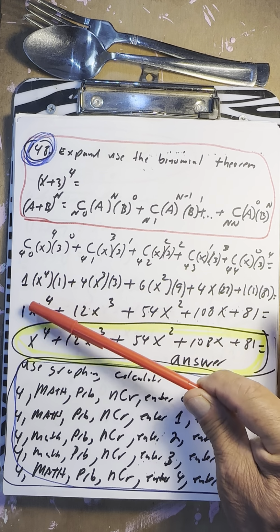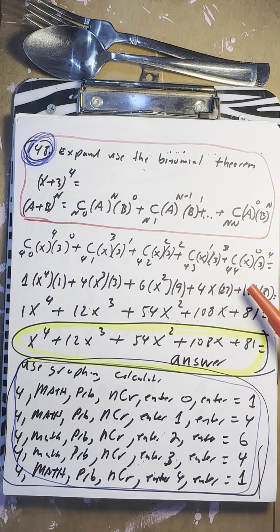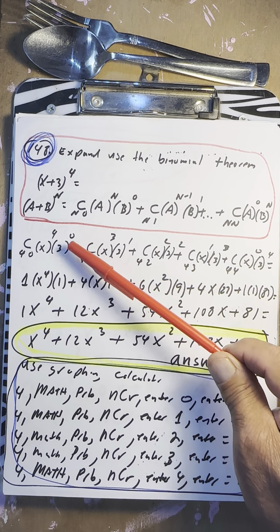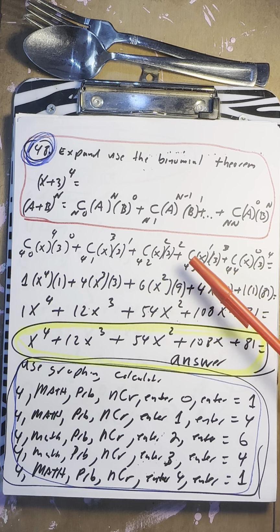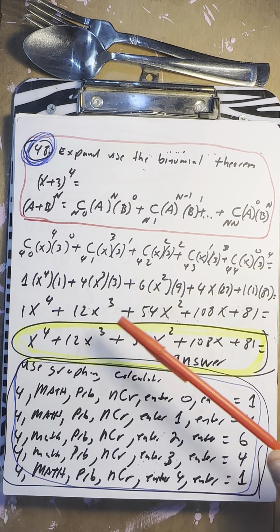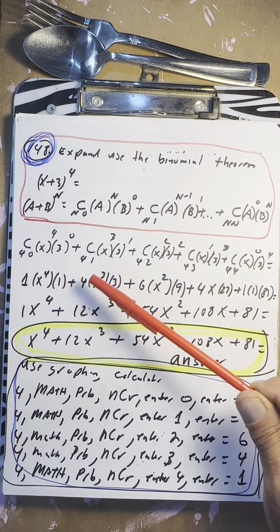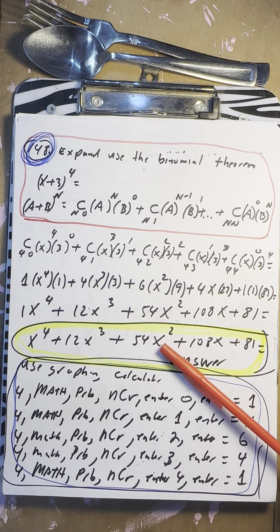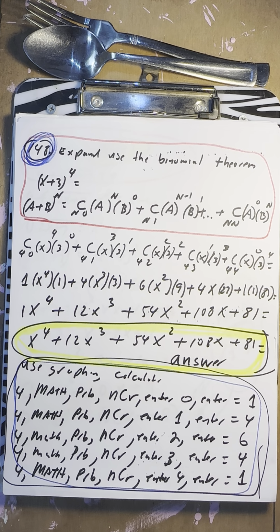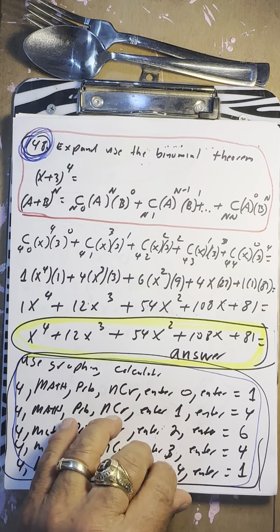So now once we have those numbers there, guess what? We have x to the 4 and 3 to the 0, that's a 1. So that's leftover. X to the 3, 3 to the 1 is a 3. 3 to 2 is 9. 3 to 3 is 27. And 3 to the 4 is 81. Multiply all these numbers right here. And you're going to get what? X to the 4, 12x cubed, plus 54x squared, plus 108x, plus 81. Okay, lots of steps. Use your graphing calculator. That's what I'm going to tell you right now. Use that graphing calculator to expand using the binomial theorem.